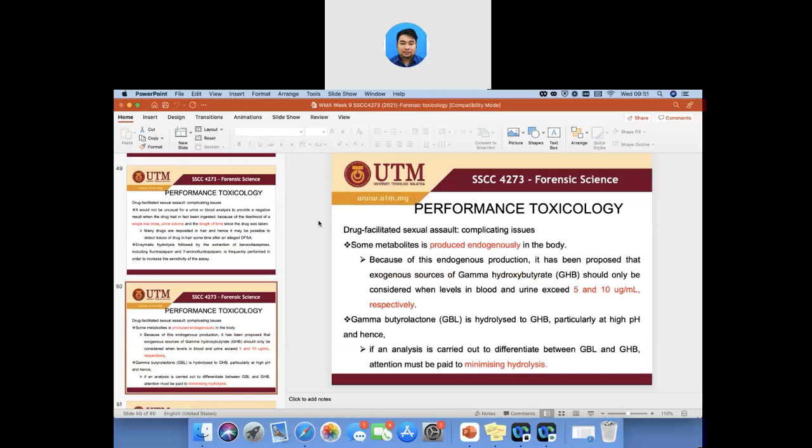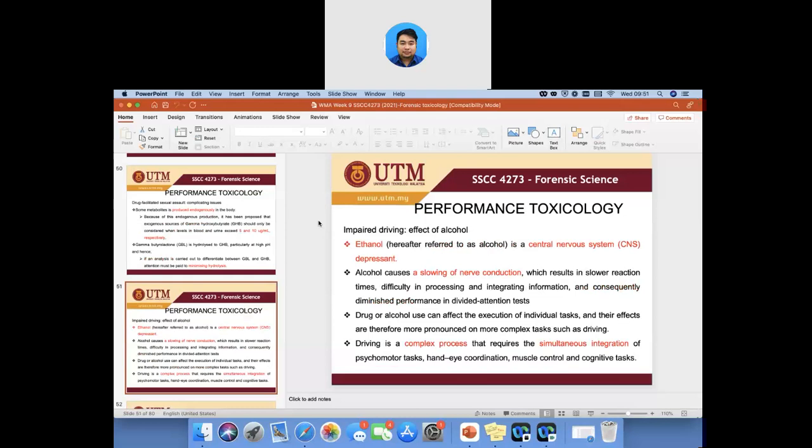Some metabolites are produced endogenously in the body. Because of this endogenous production, it has been proposed that exogenous sources such as GHB should only be considered when levels in blood and urine exceed 5 and 10 microgram per milliliter respectively. Gamma butyrolactone is hydrolyzed to GHB, particularly at high pH, and hence if an analysis is carried out to differentiate between GBL and GHB, attention must be paid to minimizing hydrolysis. So this is an example as well, a continuity of the complicating issues we have looked at before.